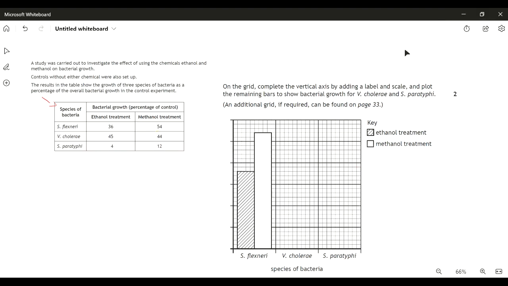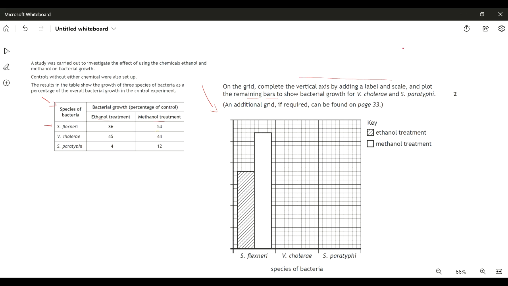In this question here, pupils are given a set of data which shows how different species of bacteria have grown in relation to a control in the presence of two different types of treatment, ethanol and methanol. And they've been given a graph which looks like this. So it's partially plotted. It's got the data for this first species of bacteria, which gives us an indication of the scale. But what we've been asked to do is plot the vertical axis, add in a label and a scale, and then to plot the remaining bars.